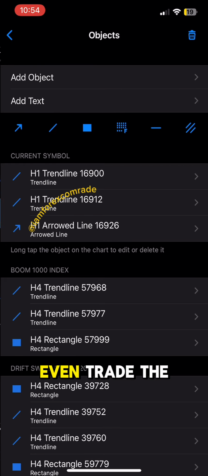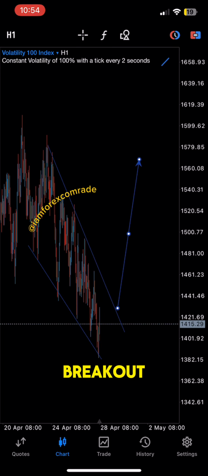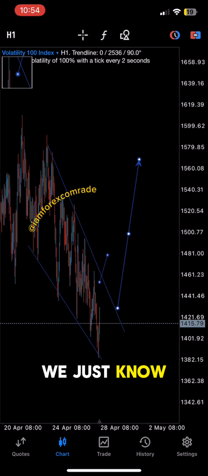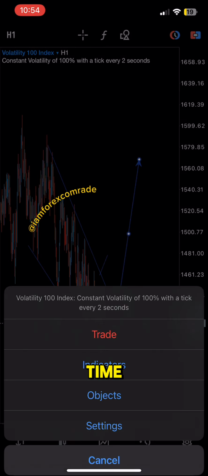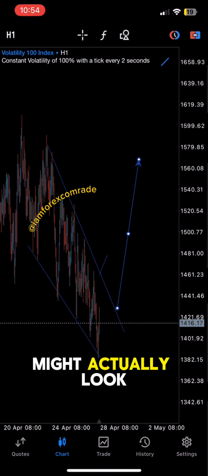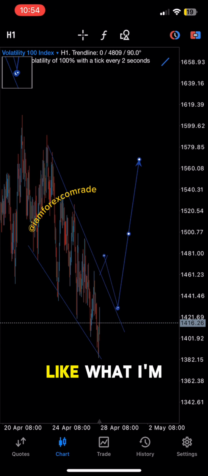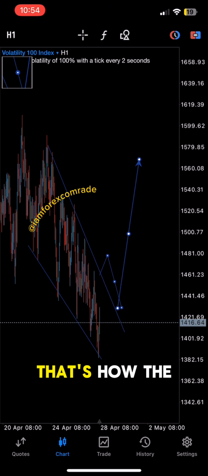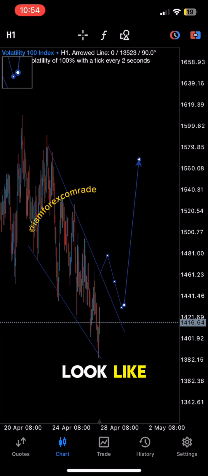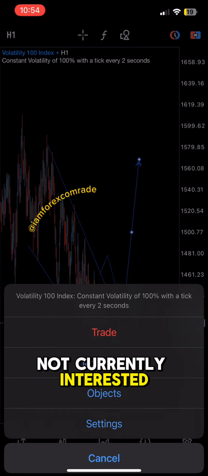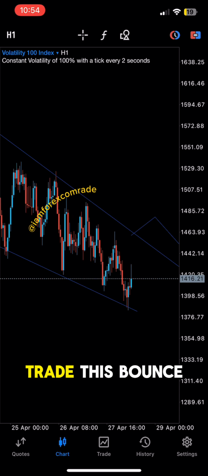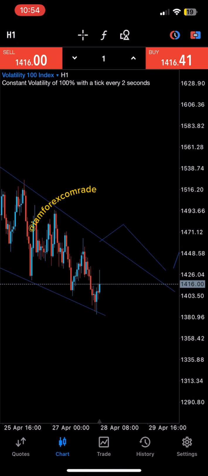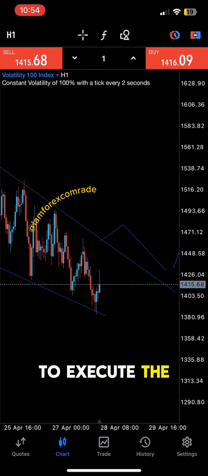We might not even trade the breakout, but at least we know that the market is going to buy for some time. So the breakout might actually look like this, like what I'm drawing right now. That's how the breakout might actually look, but we are not currently interested in that one. We are just going to trade this bounce and leave the market. So it's time to execute the market.